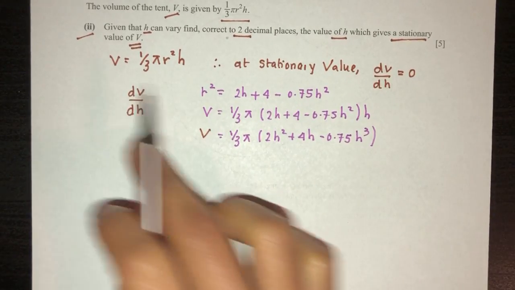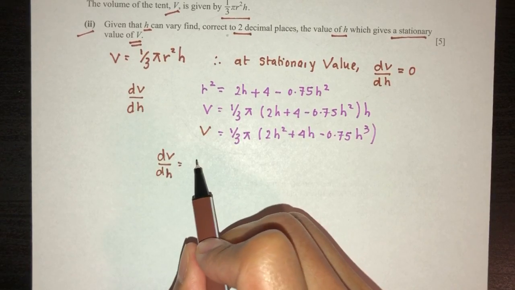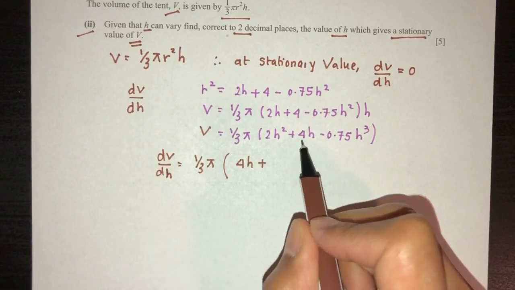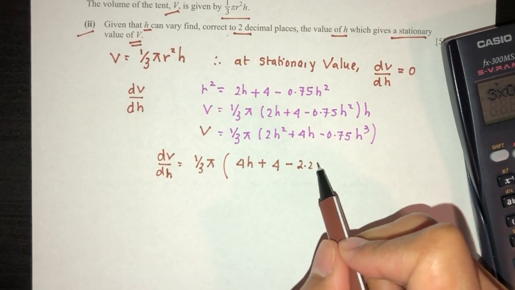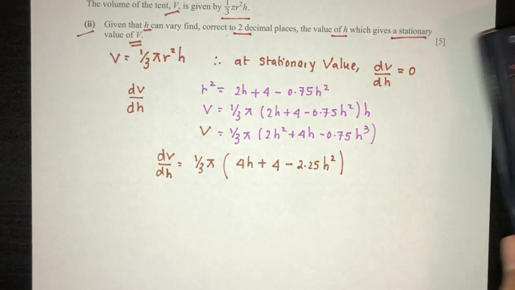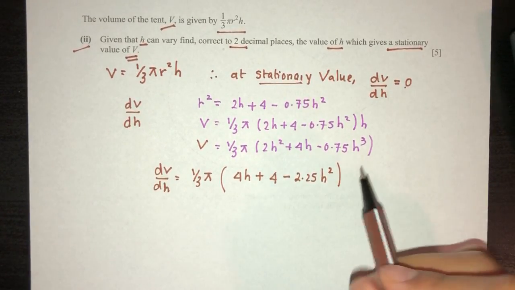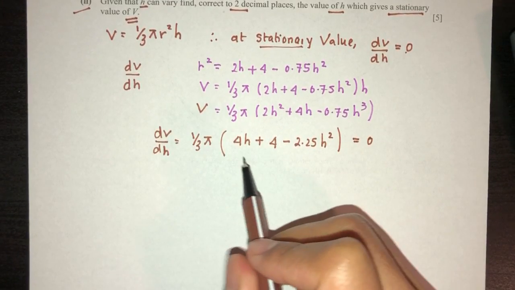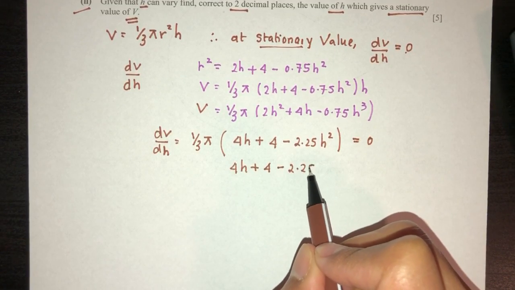So let's find dv by dh. Now, dv by dh will be equal to, so 1/3 pi is just a constant. This will be 4h, this will be 4, this will be, so what is 3 times 0.75? That should give you 2.25, so minus 2.25 h squared. And as we have said, at this value, dv by dh is equal to 0. So simplify, you will have, this goes away, you will have 4h plus 4 minus 2.25 h squared.